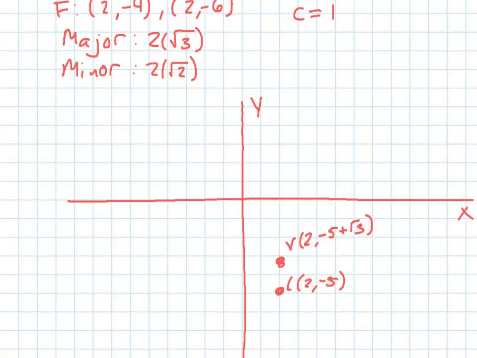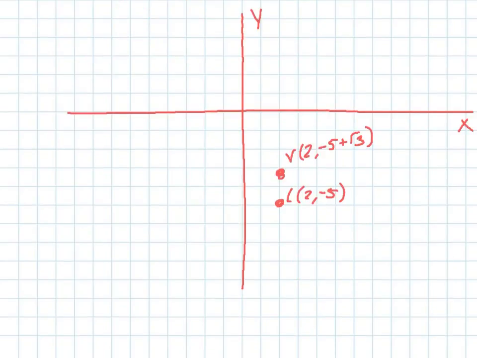Okay, and then do the same distance on the other side for the 2 comma negative 5 minus square root of 3. Okay, and then here I go out to the right and left square root of 2. So square root of 2 is about 1.4, so since I'm at 2, that's going to be at about 3.5, and then at 1.5.